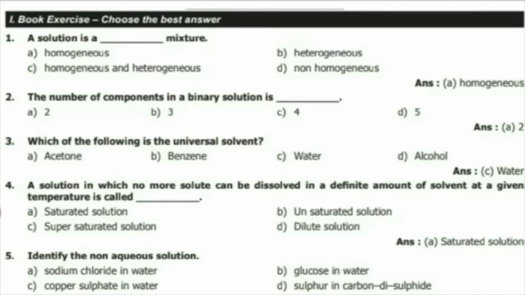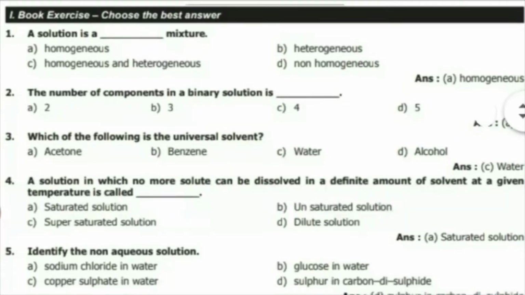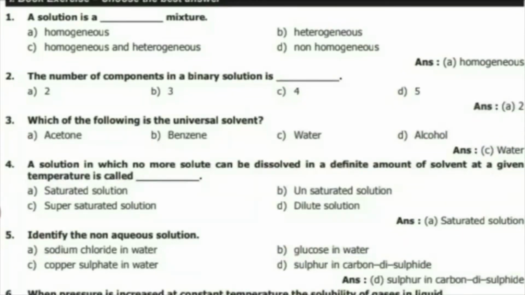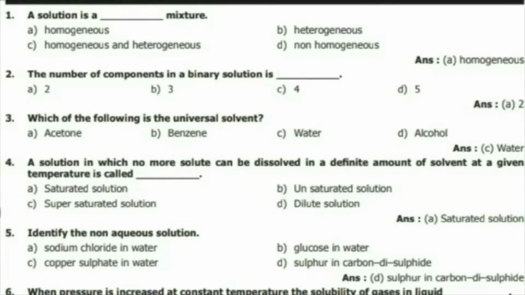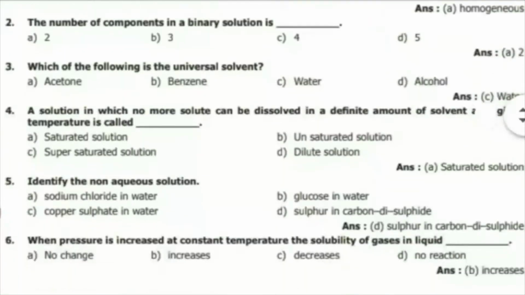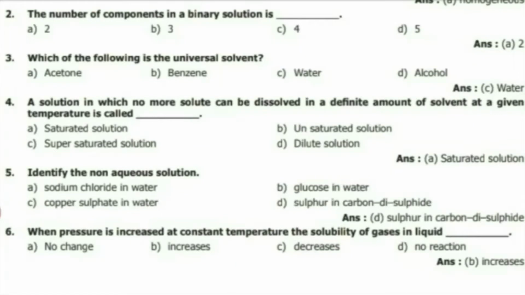Option A. Answer 2. Third one, which of the following is the universal solvent? Answer is C. Water. Fourth one, a solution in which no more solute can be dissolved in a definite amount of solvent at a given temperature is called dash. The answer is A. Saturated solution.